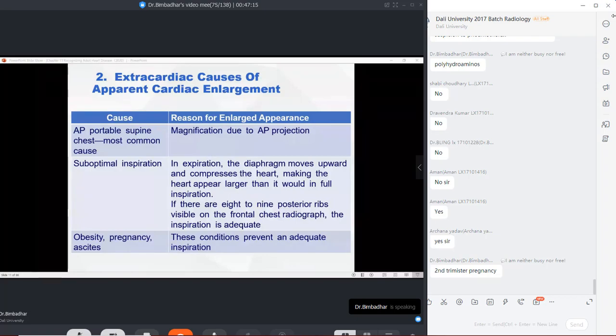Sir, if you say that the CT scan is the gold standard test for observation of a pericardial effusion, and you are saying that pregnancy is a cause of apparent cardiac enlargement, should I be thinking about pericardial effusion in case of pregnancy, or should I prescribe a radiograph in case of a pregnant woman? The answer to these questions is both logical and simple. We don't prescribe a chest radiograph or a CT scan when we know that the woman is pregnant.